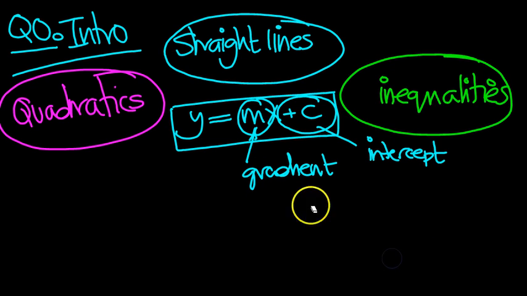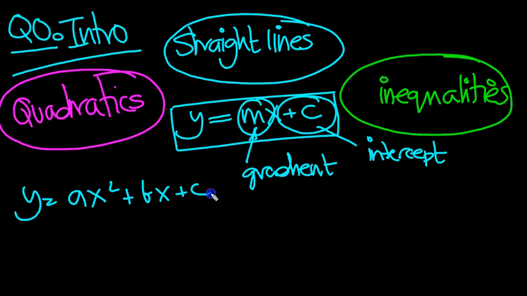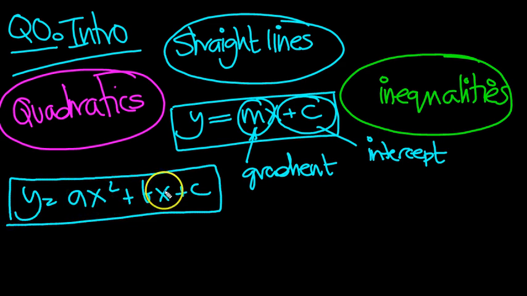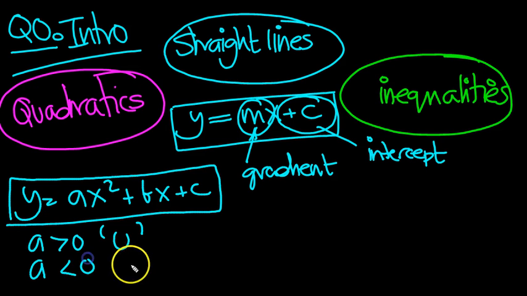Now characteristically, a quadratic written in standard form is y equals ax squared plus bx plus c. That's the equation of a quadratic. A is non-zero, of course, because otherwise we're back to straight lines. So that's the general form. A is a number, any number, B is a number, and C is a number. Now, if A is positive, we have a U-shaped curve. And if A is negative, we have an N-shaped curve, and that's it.